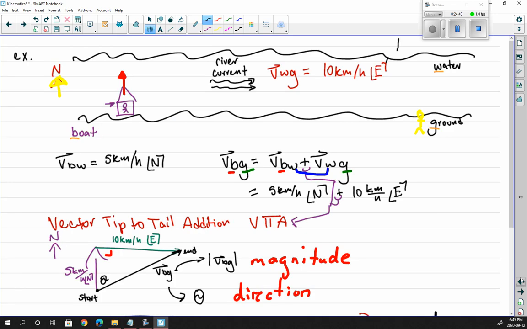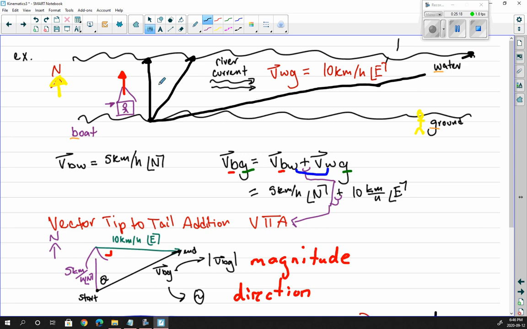I got another question for you. I want you to think about this. If I have no current, this will go straight across like that. If I have a weak current, it'll go across at an angle. If I have a strong current, the boat would probably move like this.